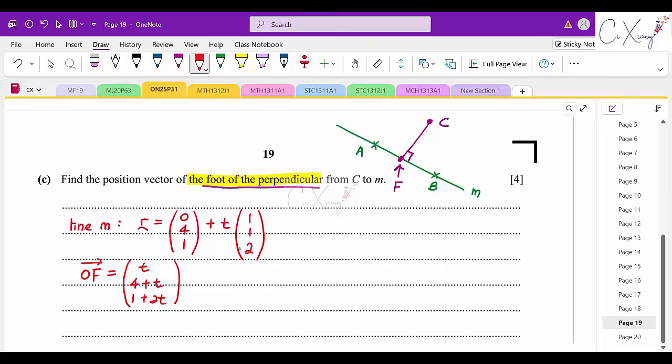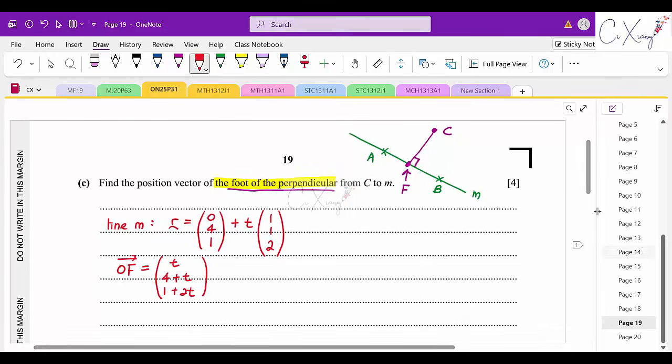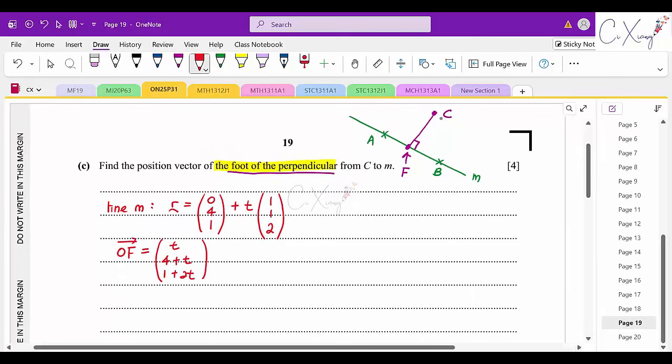So first step, what I do is that I write out the position vector for the F first. So this is what we have. But I don't want my answer in terms of t. I want to get the value of t so that I can substitute it and get the position vector of the F. This is what I want to find. If I have a look at the diagram here, you know that the direction CF is perpendicular to direction AB, right? So let me find out the CF first.